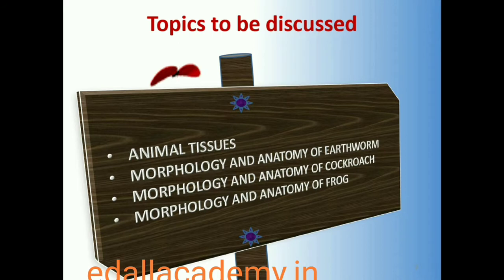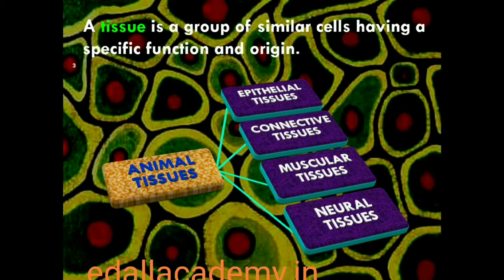7.1 Animal tissues. The structure of the cells vary according to their function. Therefore, the tissues are different and are broadly classified into 4 types. 1. Epithelial, 2. Connective, 3. Muscular and 4. Neural.